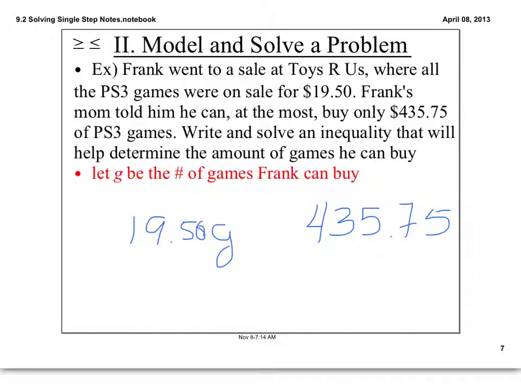The last part now is what inequality goes in between the two. So looking at this, he can't spend any more than $435.75. It has to be less than that. So 19.50 times G must be less than or equal to the total amount of money he's allowed to spend.